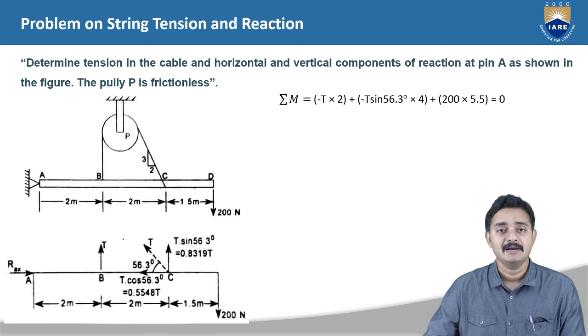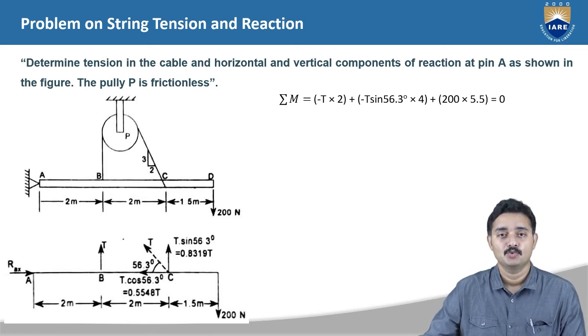Hence, sigma M is equal to minus T into 2 plus minus T sine 56.3 degrees into 4 plus 200 into 5.5 is equal to 0. Solving this, we will get the value of T is equal to 206.47 Newton.